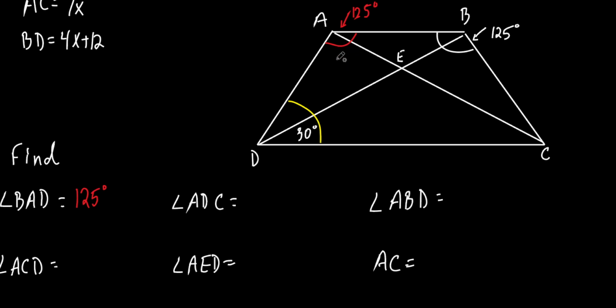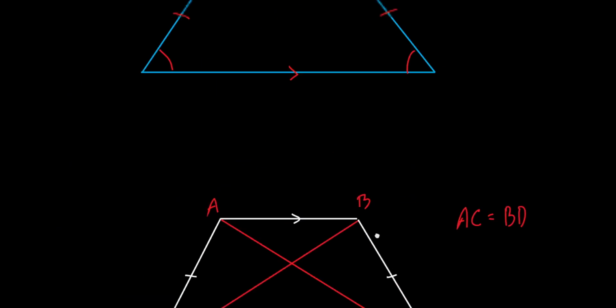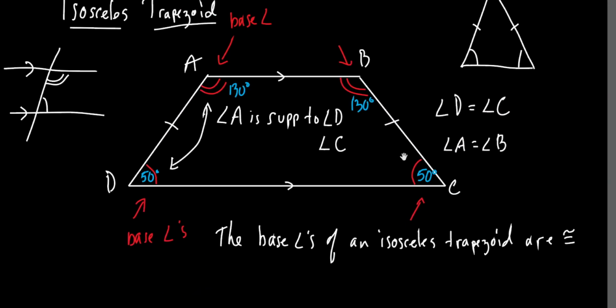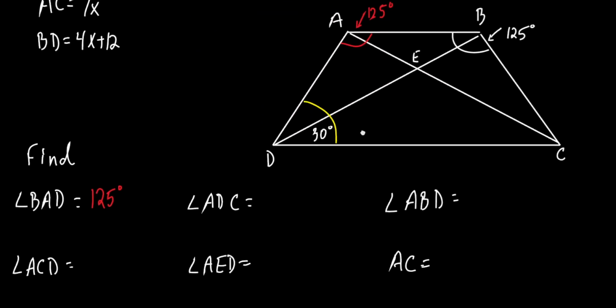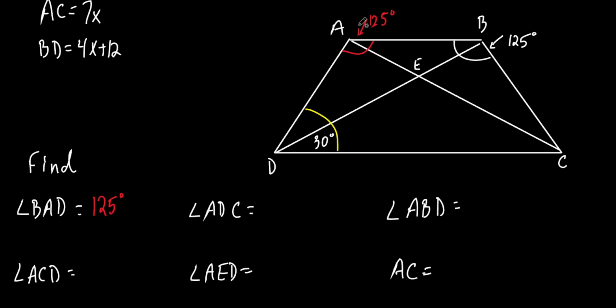What's true about the yellow one and the red one? Let's go back again. Let's go back in time. What do we say about this angle and this angle? They're supplementary, right? So you just take 125 away from 180. In order to find the yellow one, we just go 180 minus 125 because they're supplementary, right?